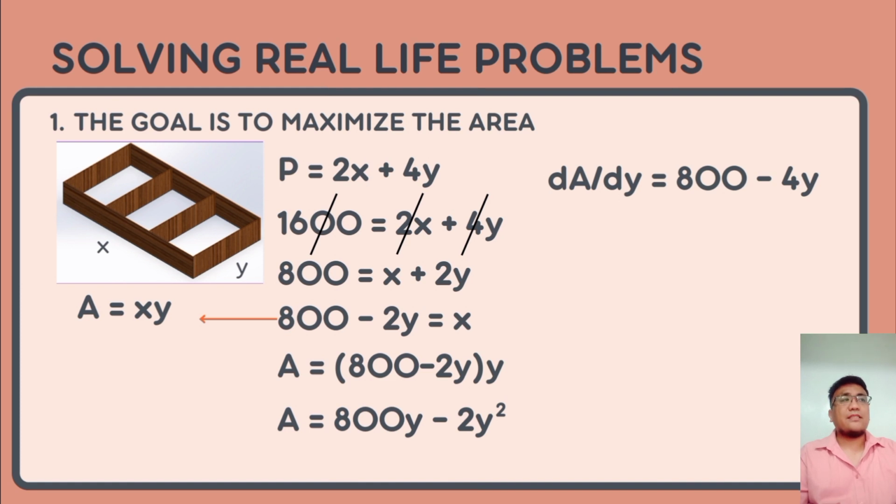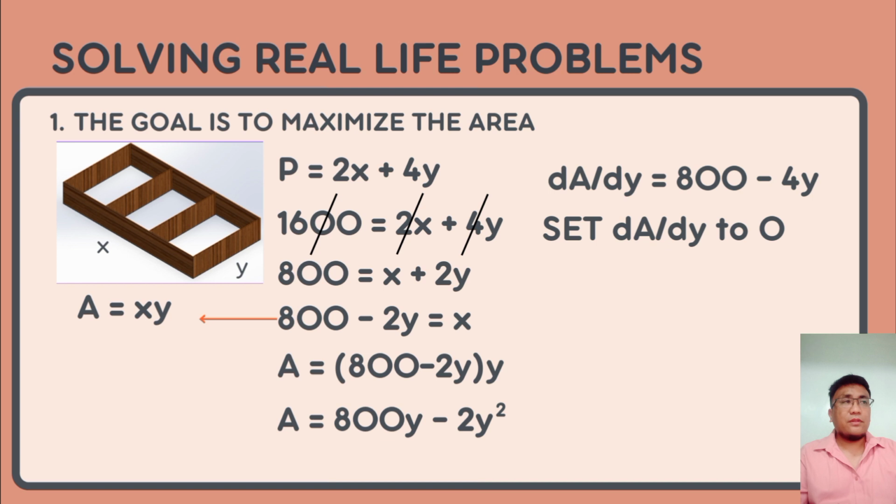So let's set dA over dy to 0. Again, I will remind you that we set dA/dy to 0 to get the horizontal slope, which means that if the slope is horizontal, the curve or the path is ready to change from upward to downward or from downward to upward.